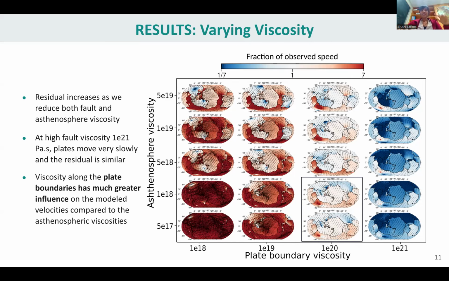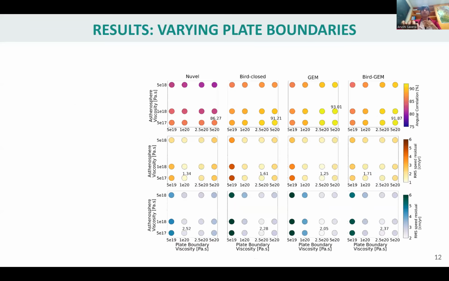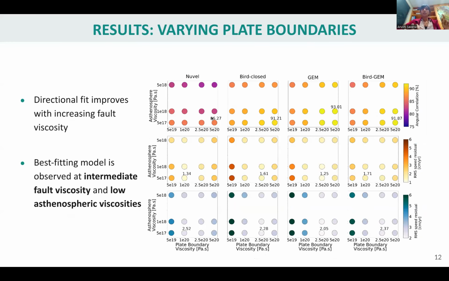So in the next case, we choose some values of plate boundary viscosity and asthenosphere viscosity near this good fit region, and quantify our misfit for different plate boundary geometry models. So this plot shows in each column the different plate boundary geometry models that we looked at. And the x-axis is increasing plate boundary viscosity, and the y-axis is increasing asthenosphere viscosity.